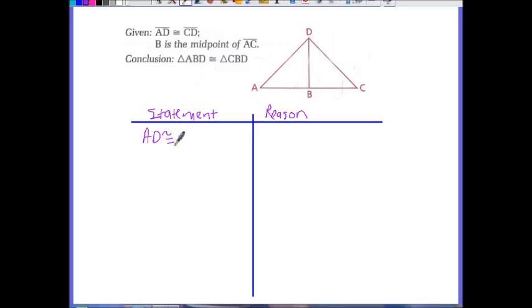We have AD is congruent to CD. The reason is going to be given. Our second one, B is the midpoint of AC. That information is also going to be given. Now, anytime you state congruency, we draw a congruency. AD is congruent to CD.